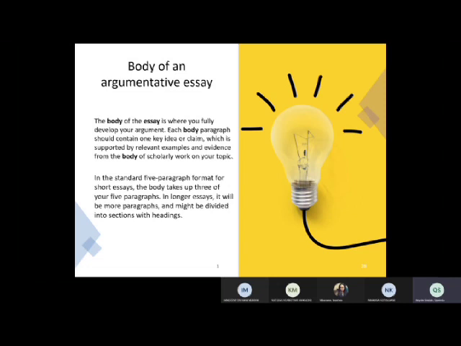You see that this is a huge number of paragraphs, but when you have word limits and paragraph limitations, then you can decide to discuss the causes in 1 paragraph, effects in 1 paragraph, solutions in 1 paragraph. And when you join the introduction and conclusion, you see that you have your 5 paragraphs. So it will guide you as to how many paragraphs to contain, but make sure you're discussing 1 key idea or claim in a paragraph. Then you support it with relevant examples and evidence from the body of scholarly work on your topic, right?